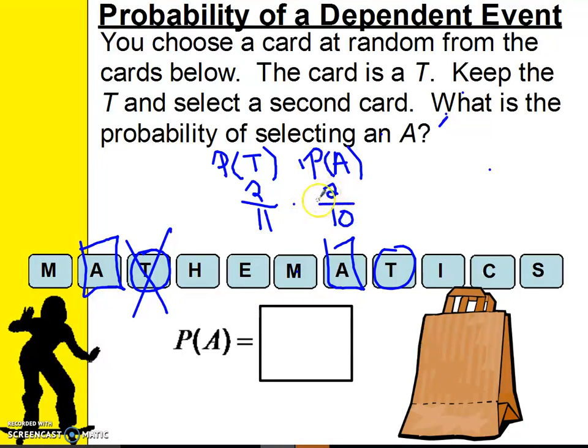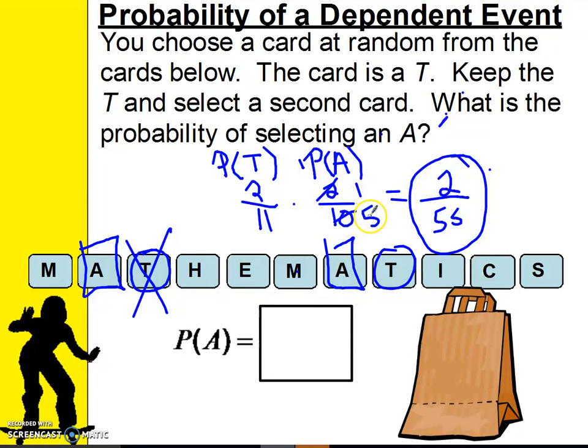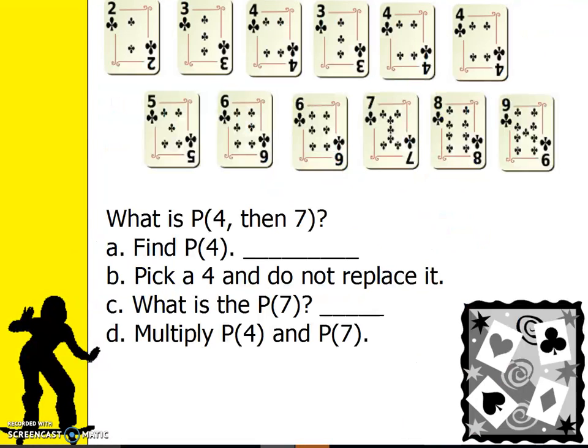Okay, I can simplify 2 tenths to 1/5. Top times top is 2. Bottom times bottom is 55. Okay, without replacing changes the probability. This is called dependent. Let's take a look at another example.